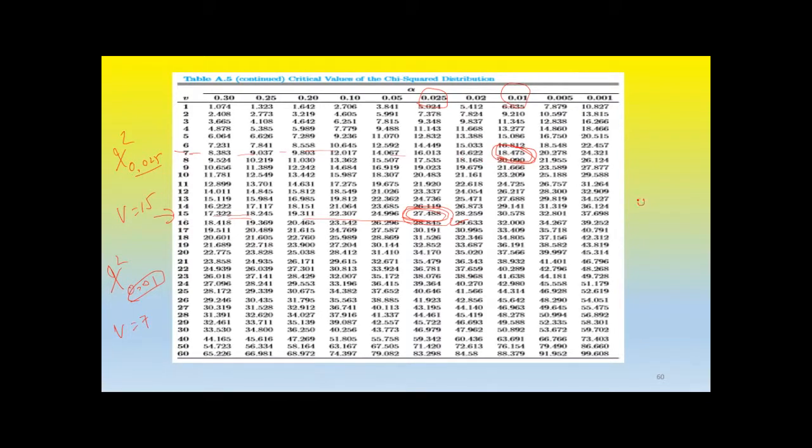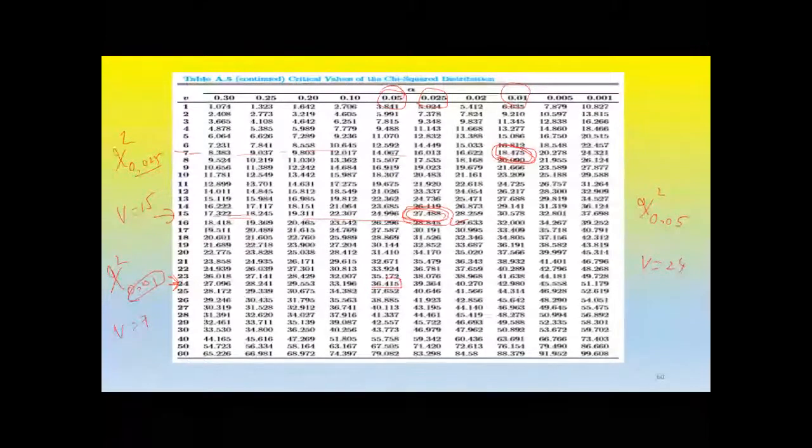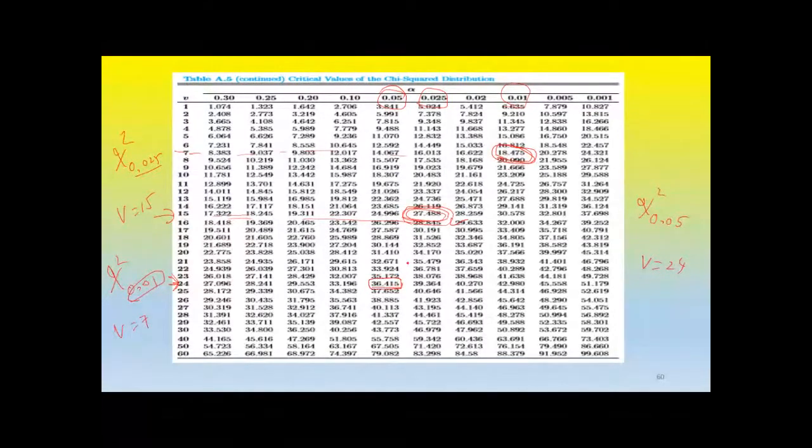Next, the third one is chi-square 0.05 when V is 24. V is this one, 24. Do we have 0.05 here? Yes, just here. This is alpha. So when they meet at 24, 36.415. That is it. Three answers. First one is 27.488. Next, 18.475. The third one, 36.415.